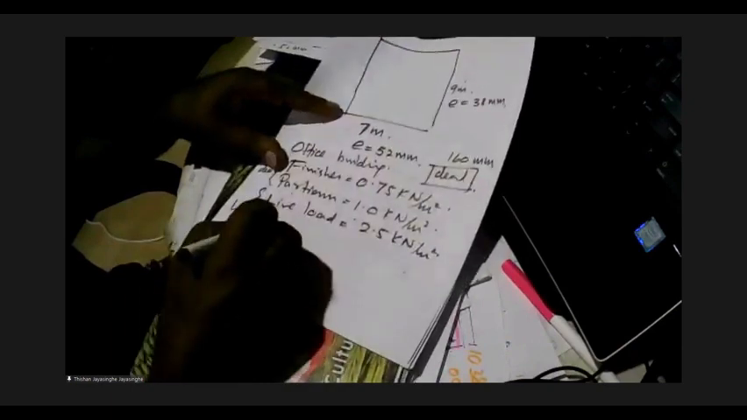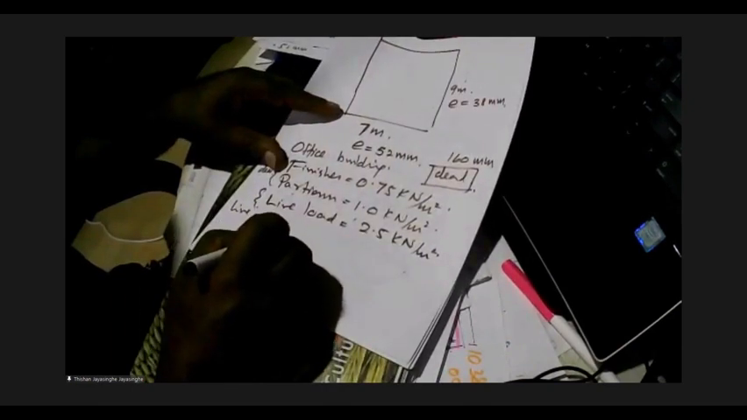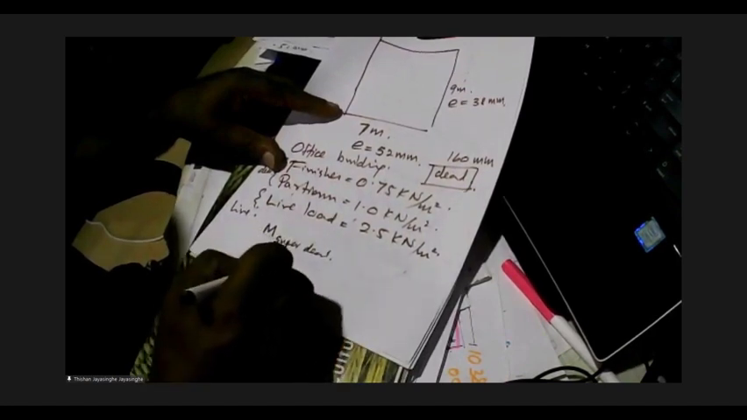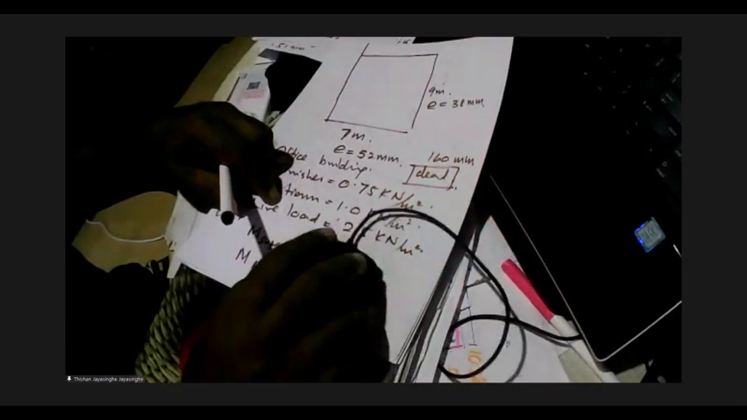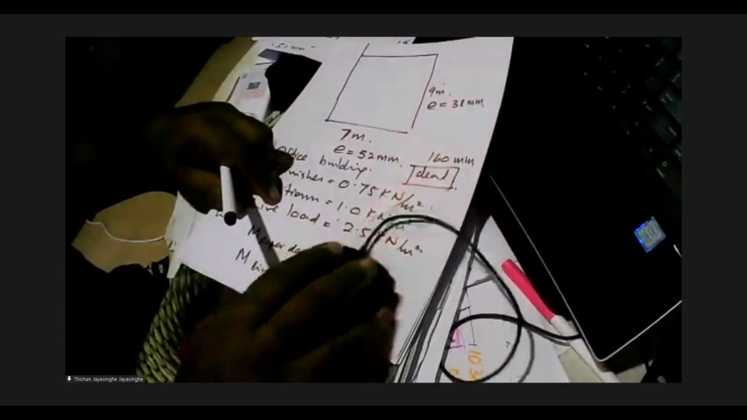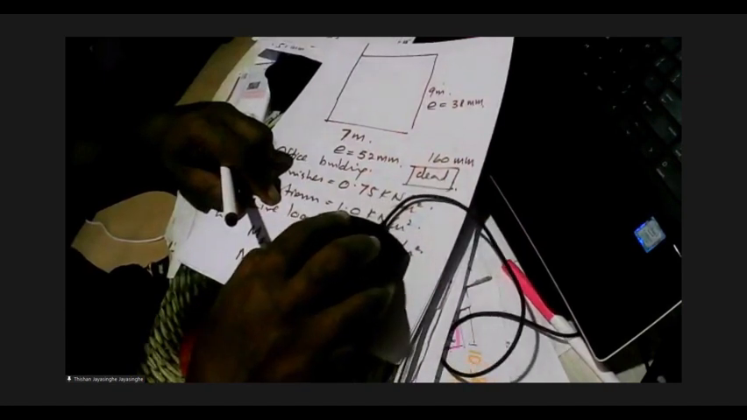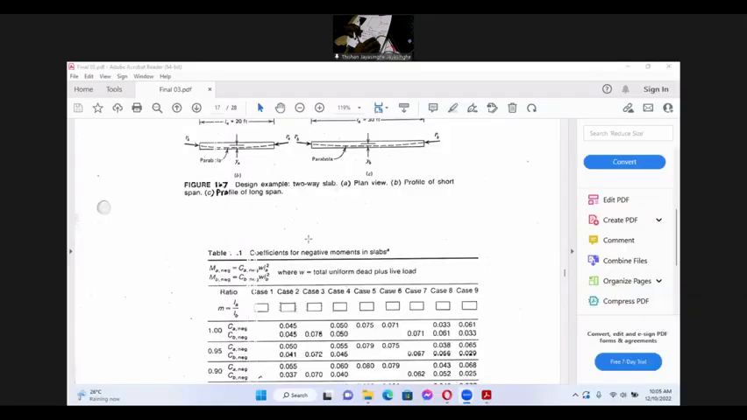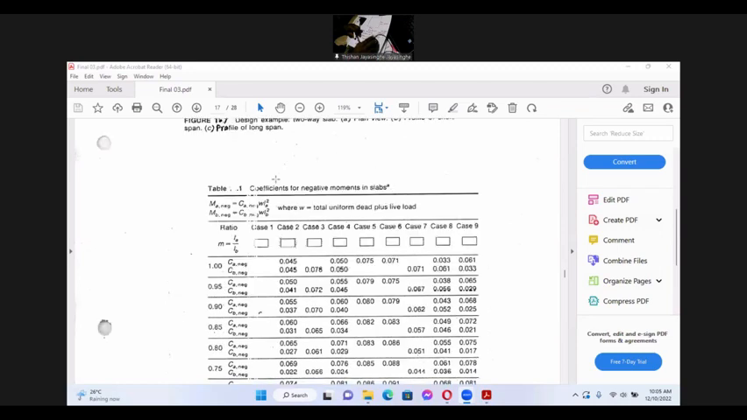For that, we have to find the M super dead and M live. To find this, we have to find the ratio between the spans. So I'll share the screen again. So these are negative numbers, but we are considering a simply supported case. So table 1 will not come into the picture. Table 1 is not necessary.